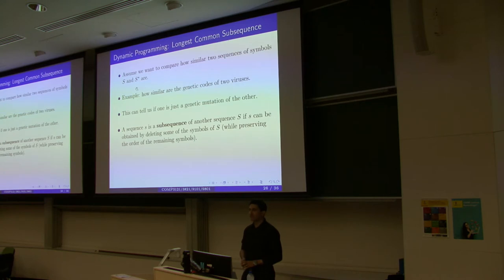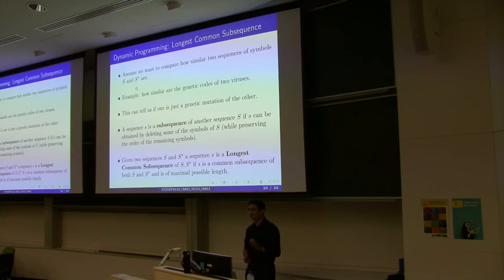So the definition of a subsequence is that we say that small s is a subsequence of a string large S, or a sequence large S, if small s can be obtained from large S by deleting some letters or alphabets or symbols from large S, while maintaining the order of the other alphabets in the string. So this is the definition of a subsequence.